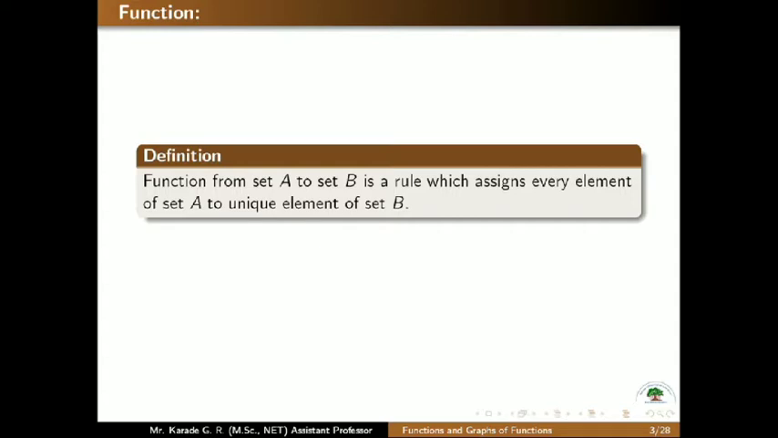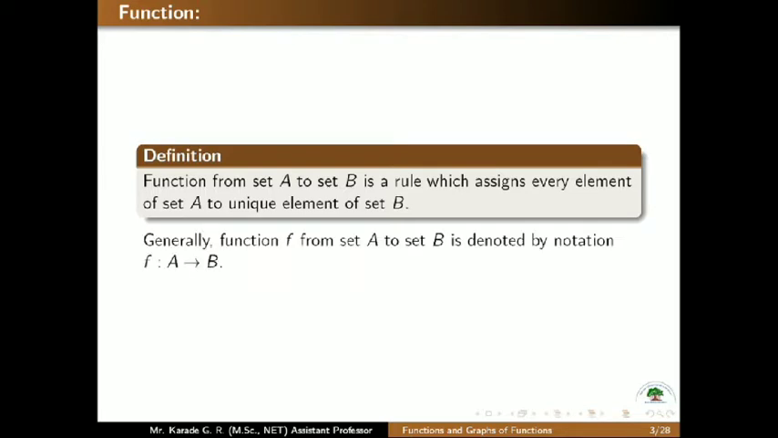So see the definition of function. A function from set A to set B is a rule which assigns every element of set A to a unique element of set B. Generally, a function f from set A to set B is denoted by the notation f: A → B.